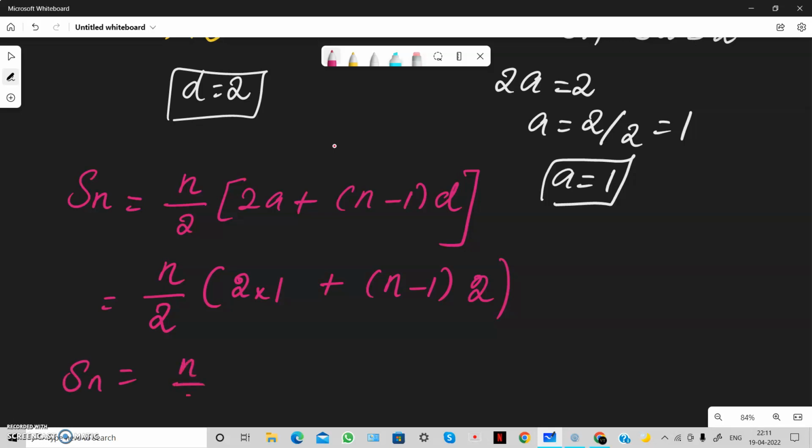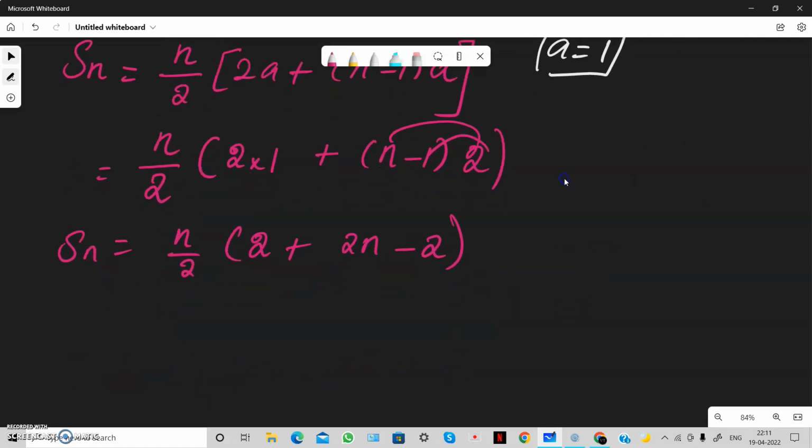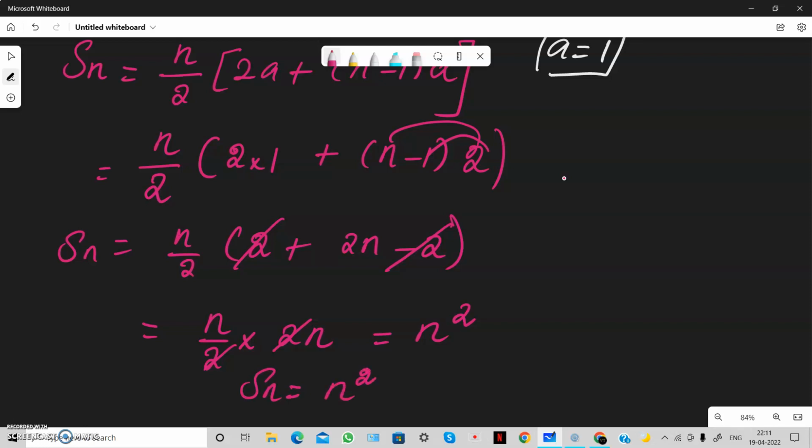Sn is equal to n by 2. This is 2 times 1, it is 2, right? And you can multiply this one. So what do you get? 2n minus 2. Yes, students. So what's our next step, ma'am? Yes, 2 and negative 2 get cancelled. So n by 2 times 2n. Here also the 2 is cancelled. So we are left with n times n, that is n square. So Sn is equal to n power 2. That's all, that's the answer. Okay.